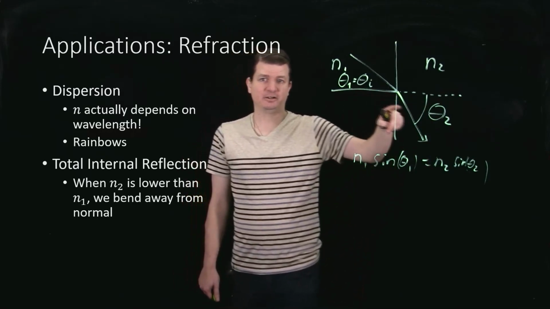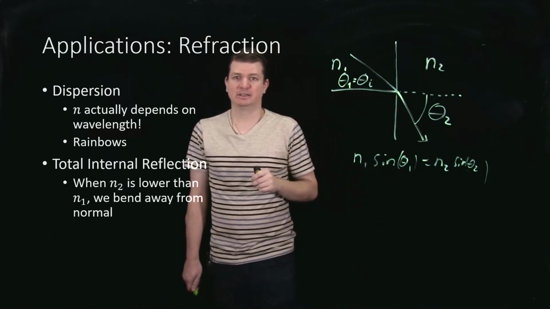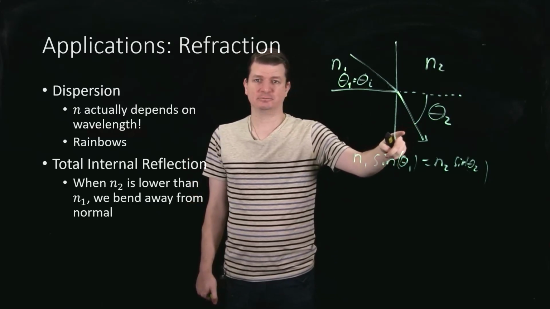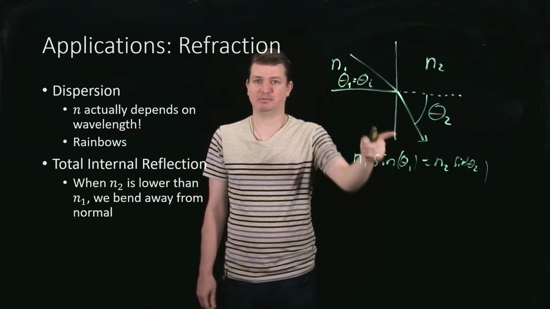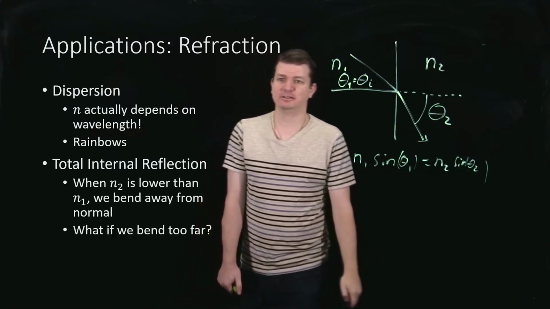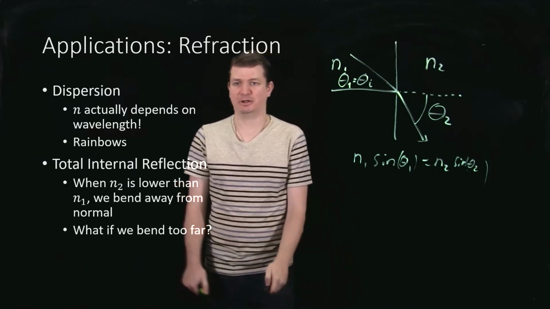So as I've drawn it here, you can see this one is bending away from the normal. But what happens if I make n2 sufficiently small that this angle wants to swing all the way out and even maybe continue on back that way? Can I do that? So there is this idea of what if we're bending too far.